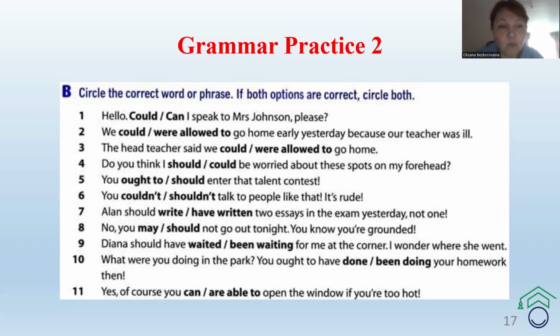Andrii, please. The second sentence. We were allowed to go home early yesterday because our teacher was ill. We can use just we were allowed to because we don't use could for past permission. Yes, you're right. We were allowed, and it is like direct speech, yeah? We can't use could for past permissions in direct speech. But if it was reported speech, everything would be okay, yeah? We were allowed. Thank you.